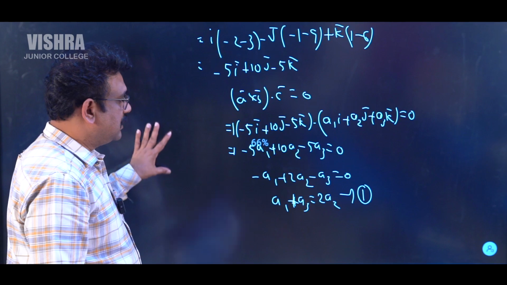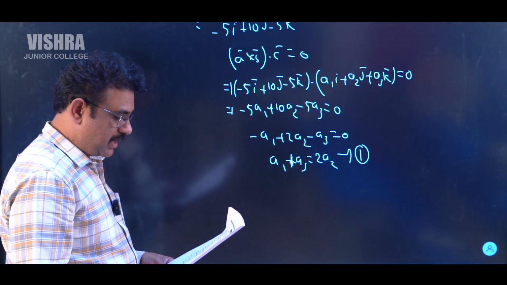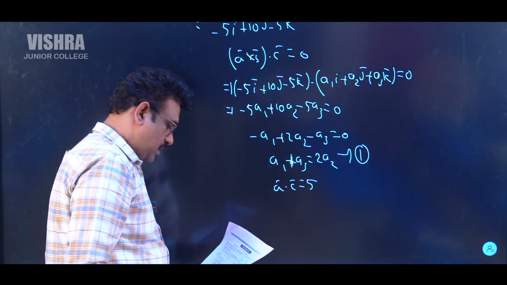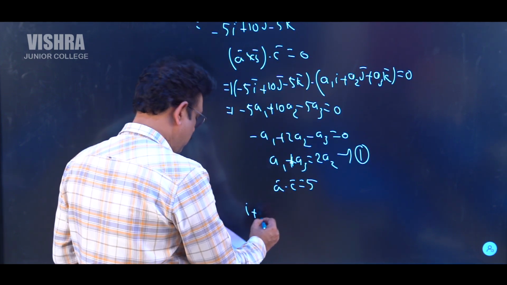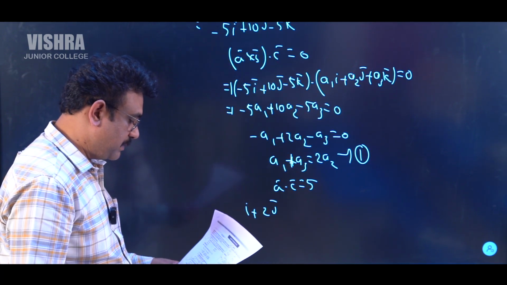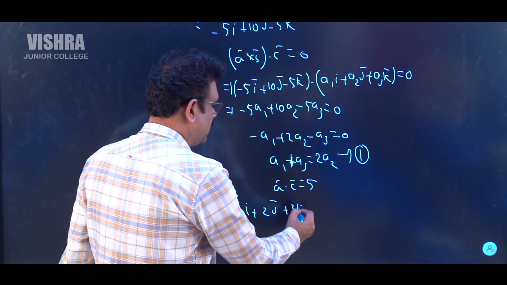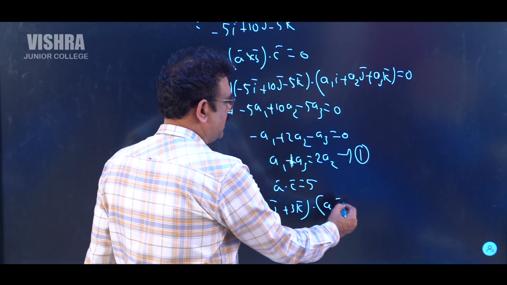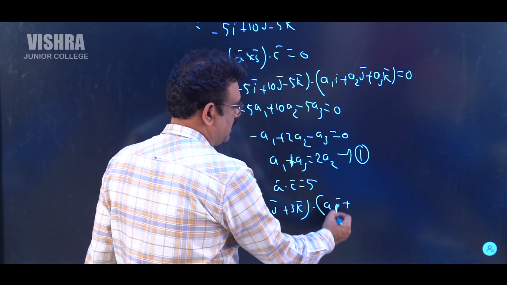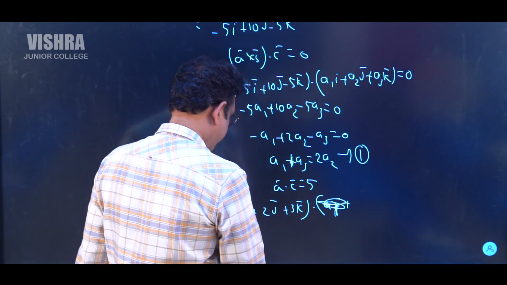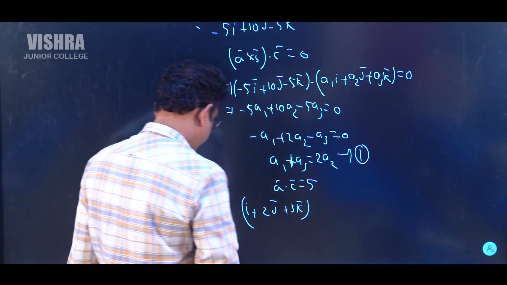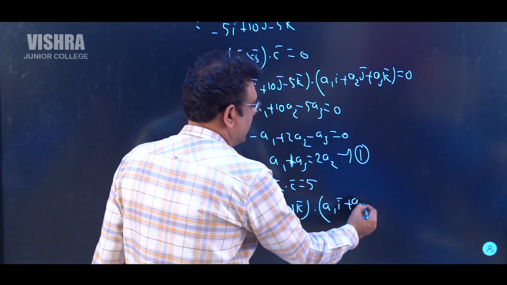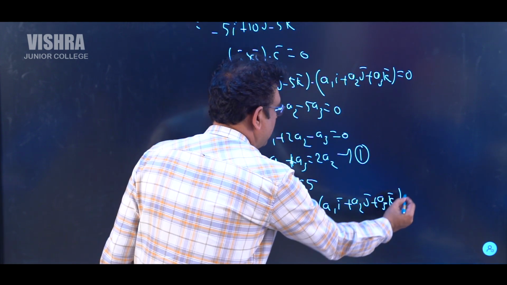Now the second one is A bar dot C bar is equal to 5. So what is A bar? I bar plus 2J bar plus 3K bar dot C bar. C bar equal to A1 I bar plus A2 J bar plus A3 K bar is equal to 5.